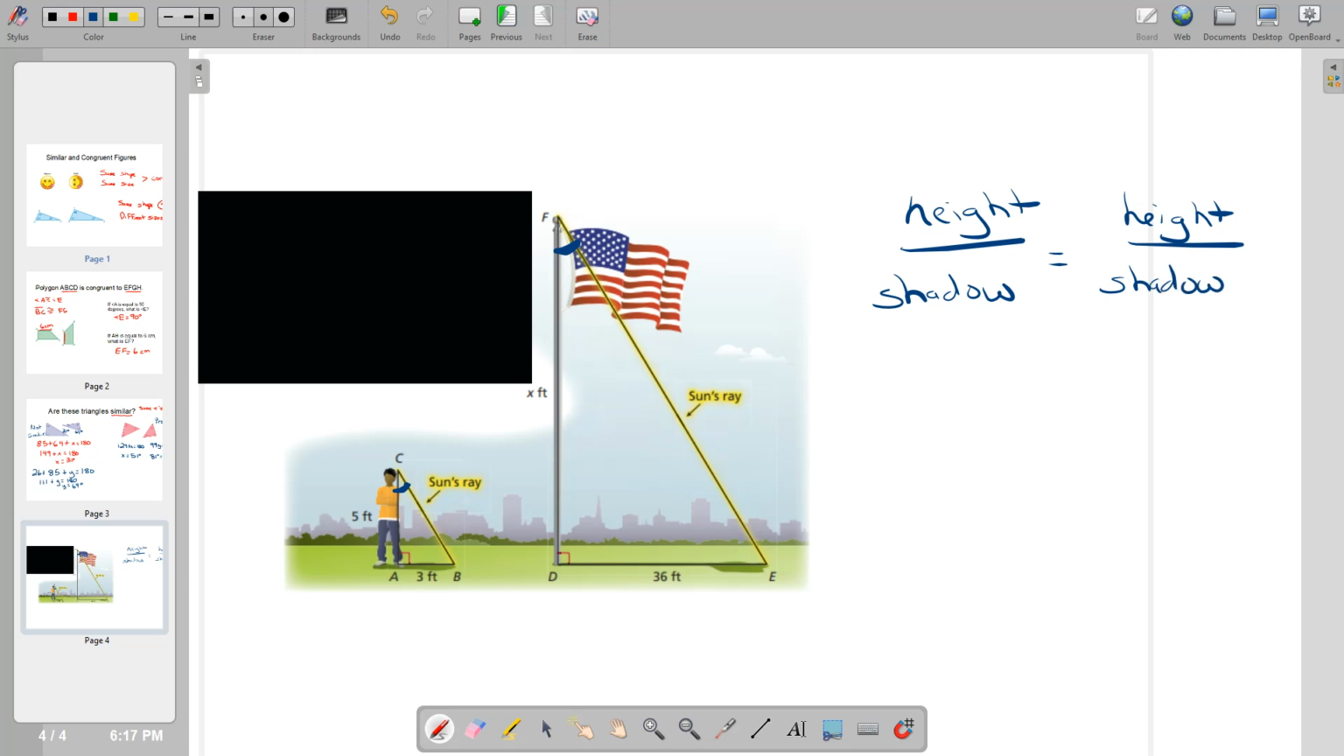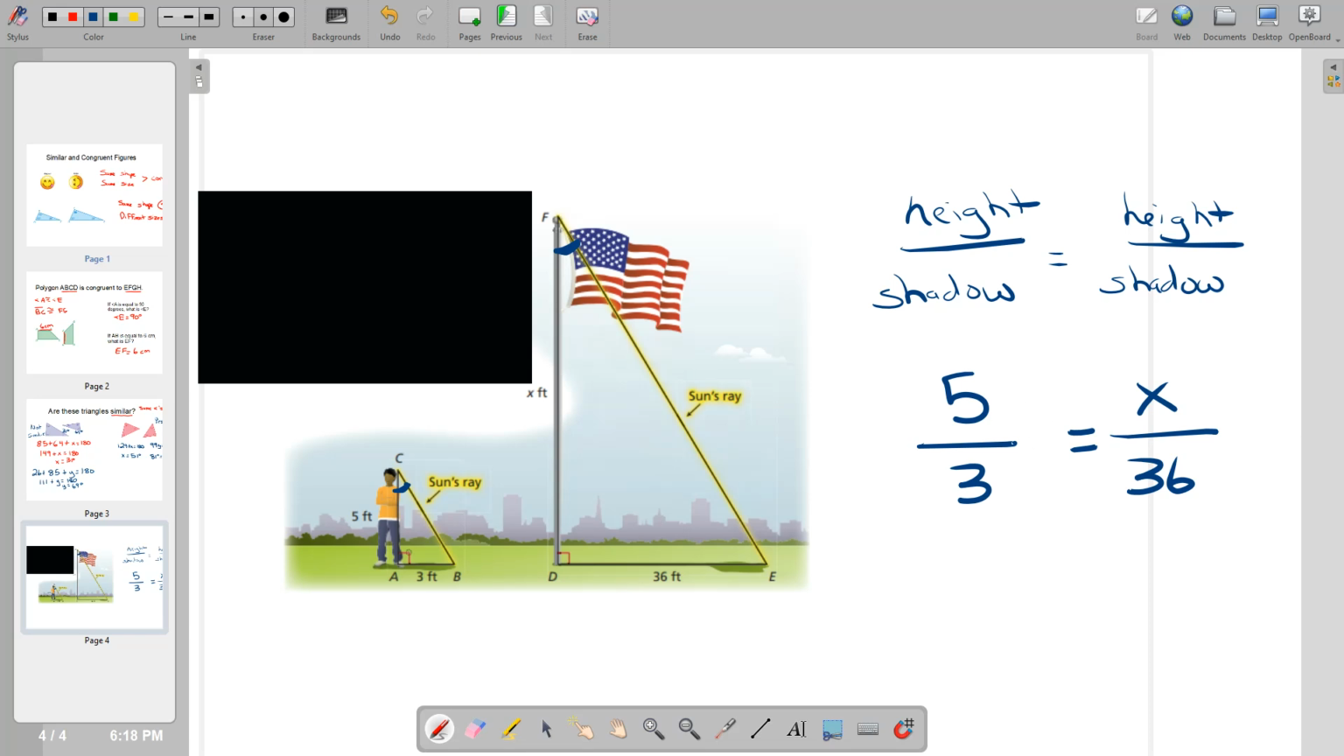Because if we've decided that these are similar triangles, which we have decided because of the angle of the sun being the same, then we know that it has to be the same ratio. So your height would be 5 feet. Your shadow would be 3 feet at this time of day. That should be equivalent to the x height of the flagpole because we're not able to measure it, but we are able to measure the shadow that is 36.